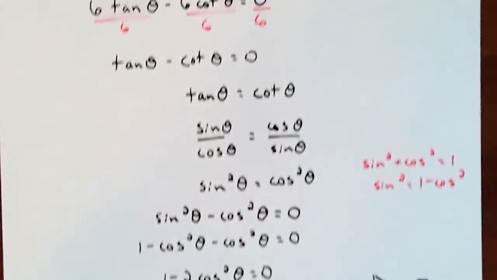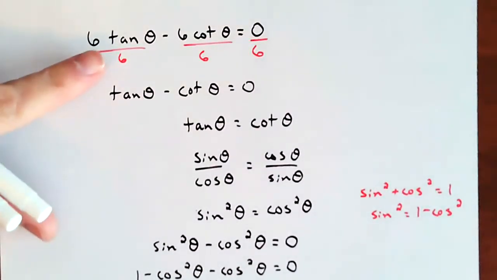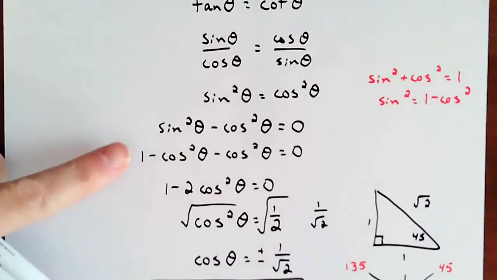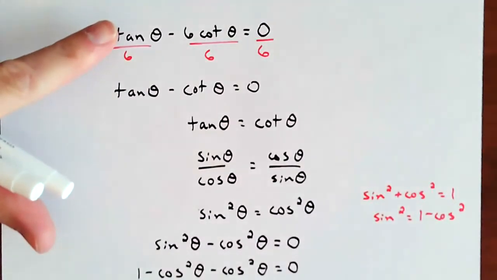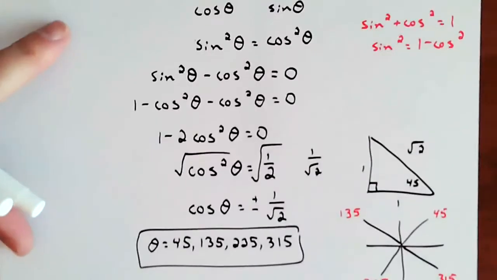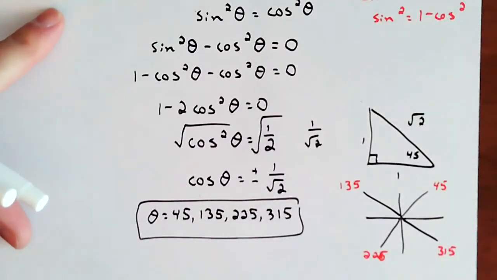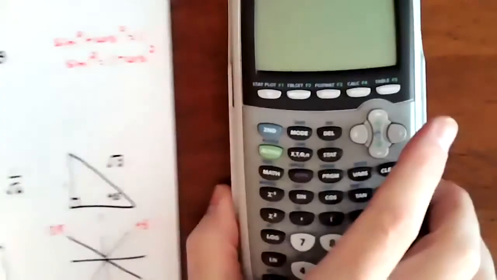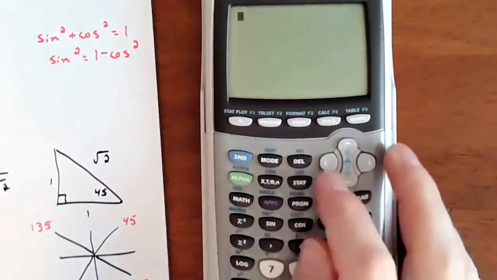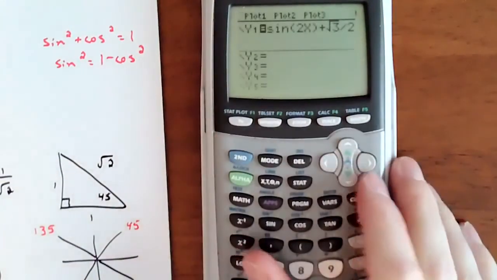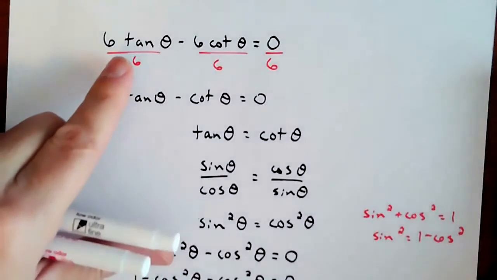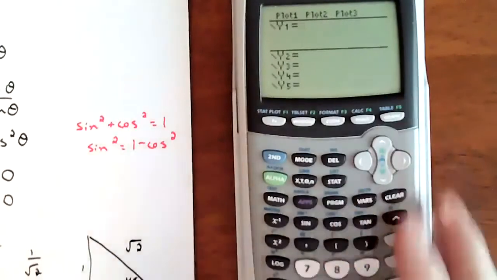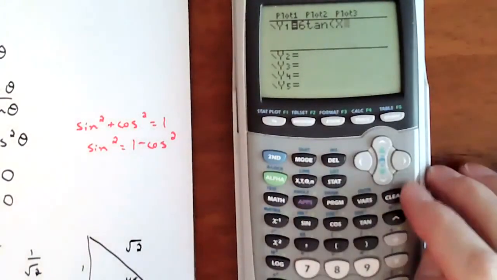The issue that I may have on this is the fact that my original started with tangents and cotangents, and they have domain issues. Cosines and sines don't, but I changed my equation out of tangents and cotangents. So I do want to check to make sure that these answers work. And I can check that very quickly and easily with my calculator. So to do that, I'm going to graph this original equation with the 6's included. So 6 tangent minus 6 cotangent.